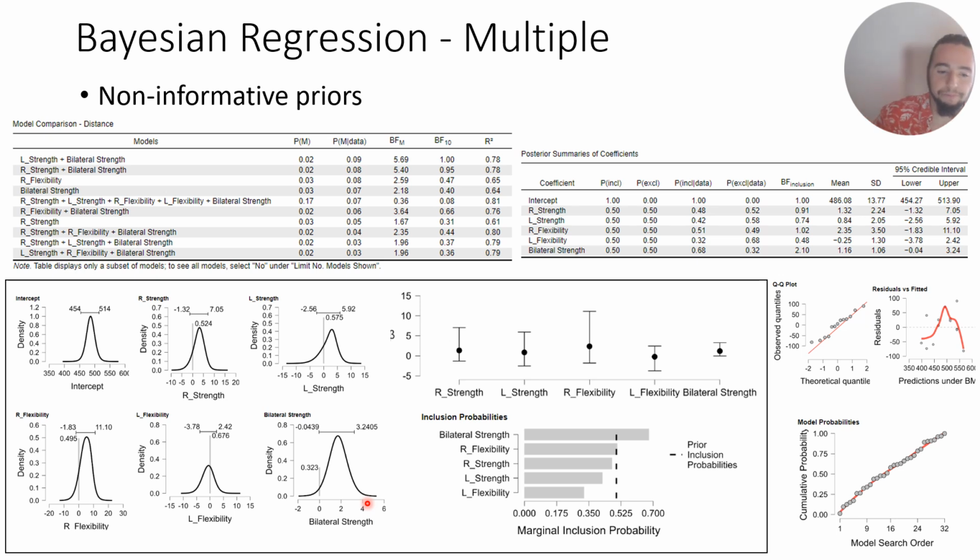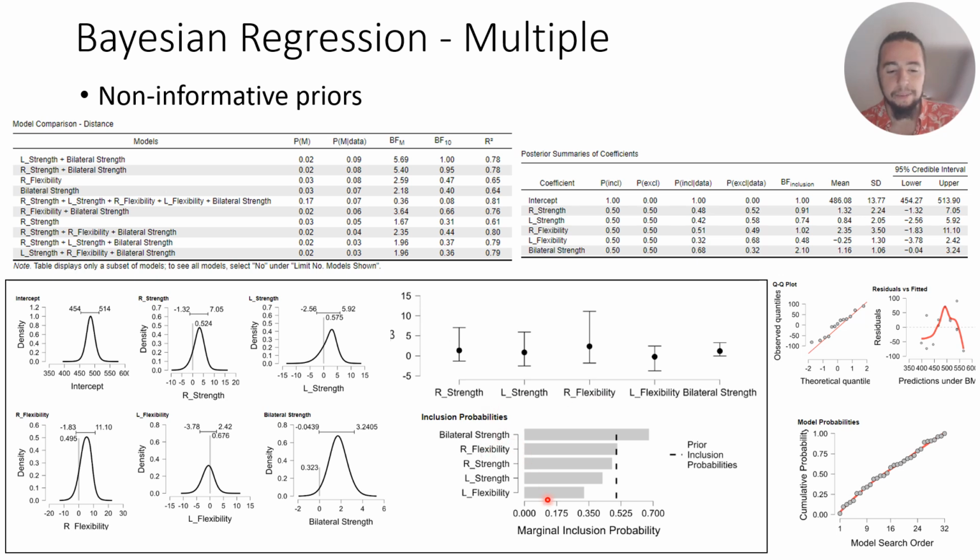Okay, so you can plot that here in a more simplistic way. And as you can see here, bilateral strength is the only one not overlapping with 0. So it seems that the strongest variable is bilateral strength. And this plot is very informative.